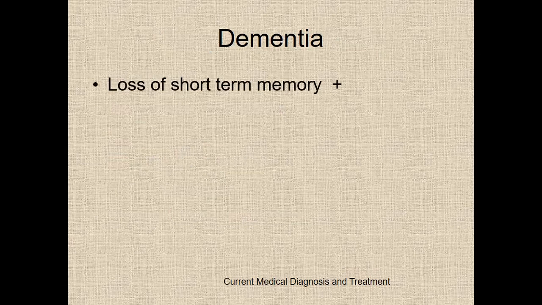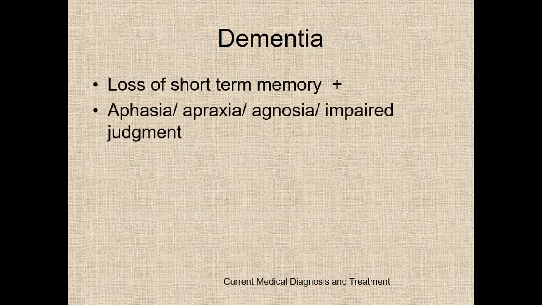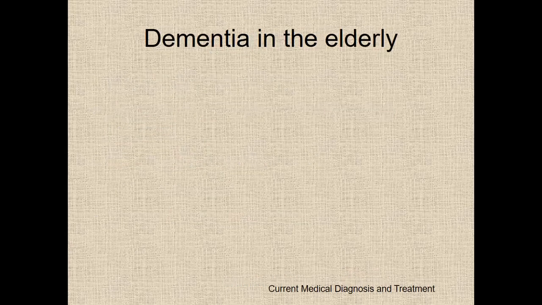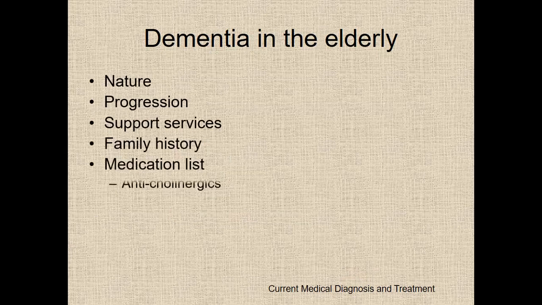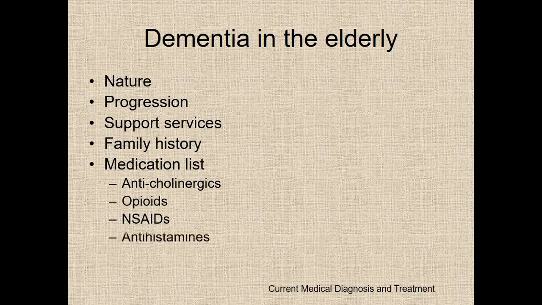There is another problem in the geriatric population, which is dementia, a loss of short-term memory. The patient may have aphasias, apraxias, and it is persistent and progressive. Dementia in elderly, you need to assess the medication list, as previously discussed, because you may have any anticholinergics, opiates, NSAIDs. The patient can have these drugs contributing towards dementia.